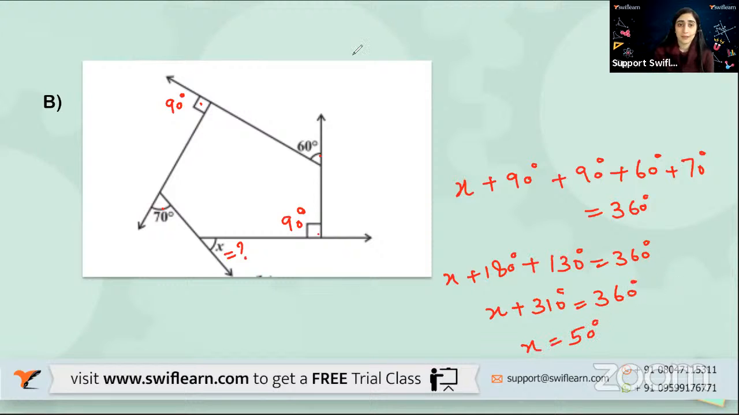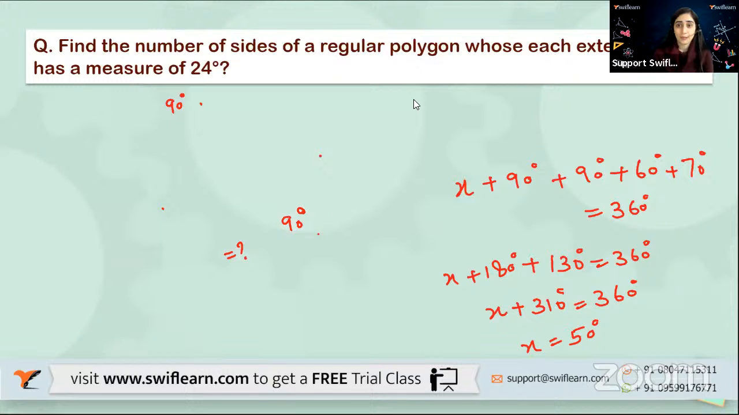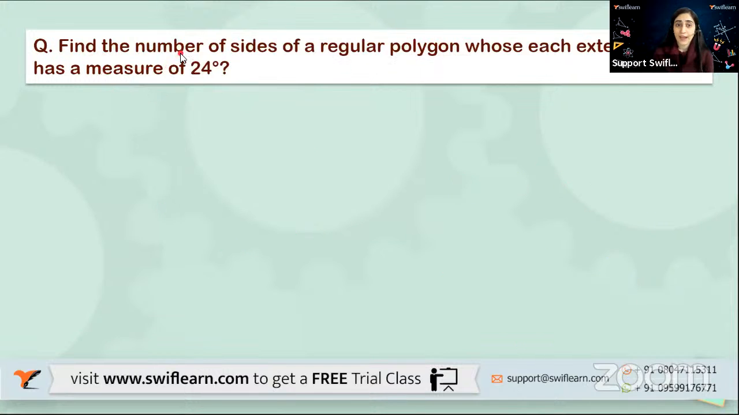Let's see, have we got the right answer? Well done. So the value of x is 50 degree. Okay, moving on to the next one. Find the number of sides of a regular polygon whose each external angle measures 25 degree. We have done a similar question before. So now you can tell me how to solve this. Yes, go ahead and give me the answer quickly.